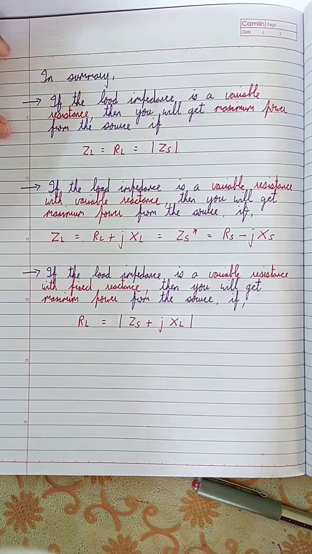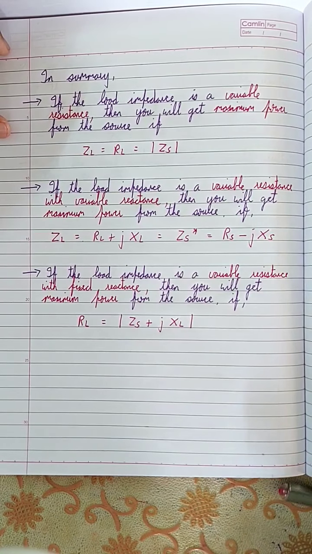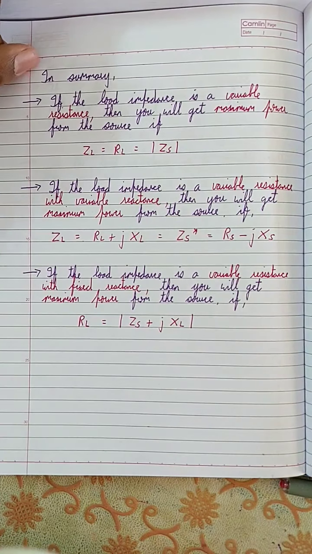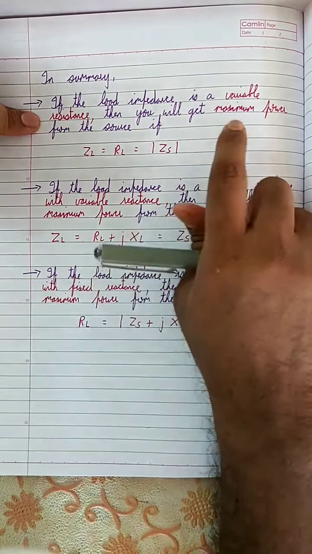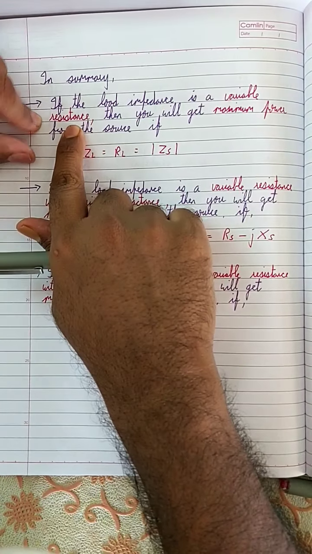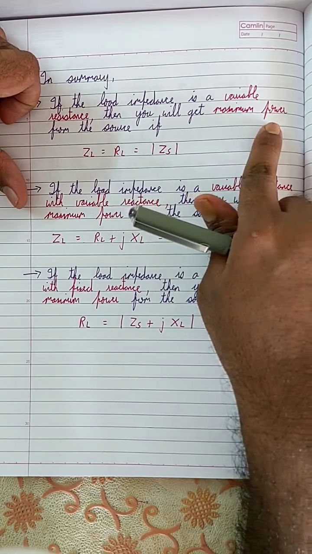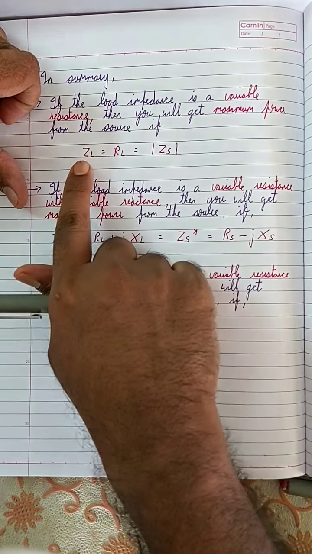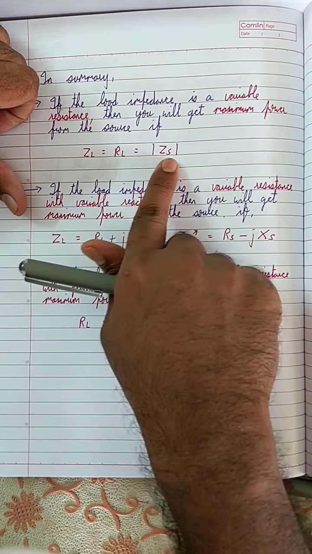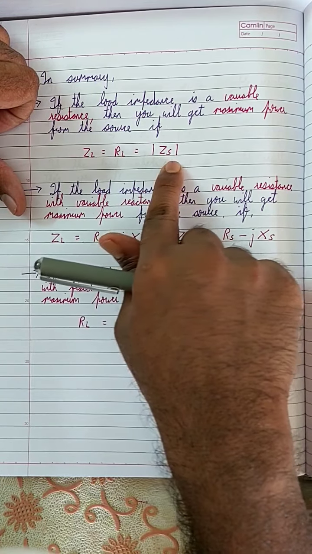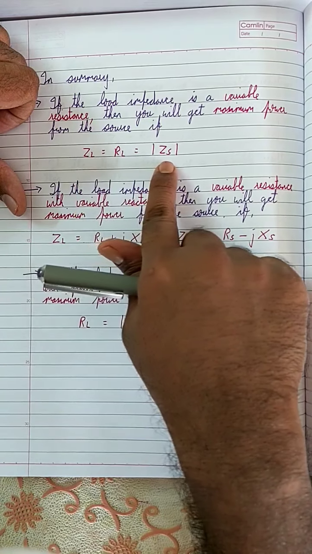So in summary, these are the maximum power transfer theorems. In the first case, if the load impedance is a variable resistance, then you will get maximum power from the source if that variable resistance is equal to the magnitude of your source impedance. That is, RL is equal to the magnitude of ZS.